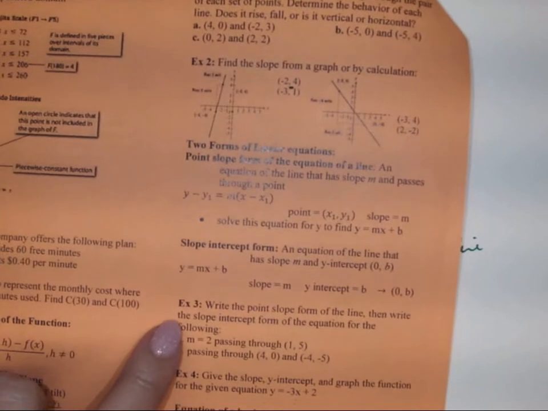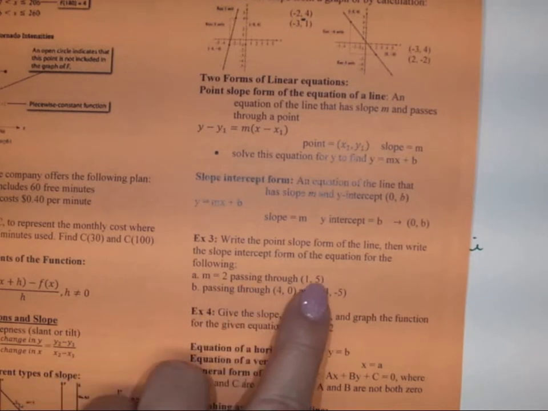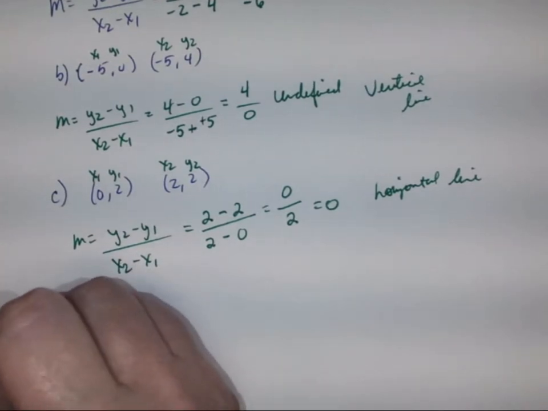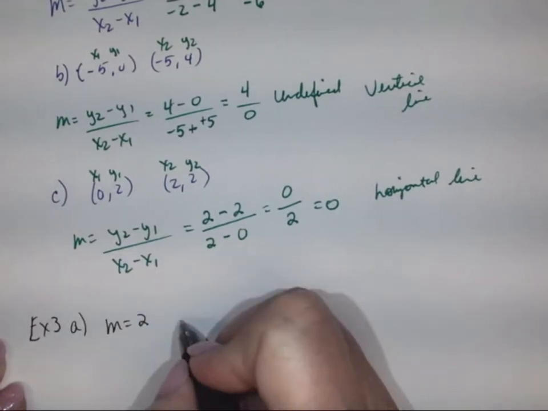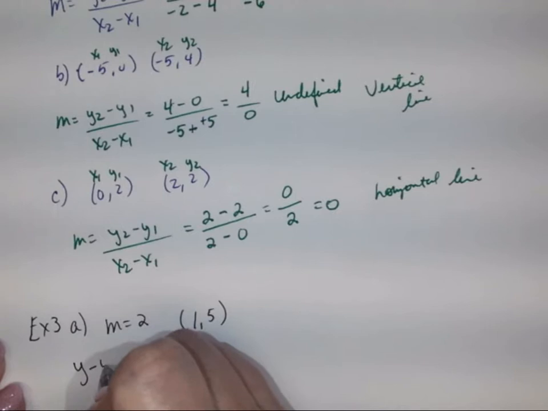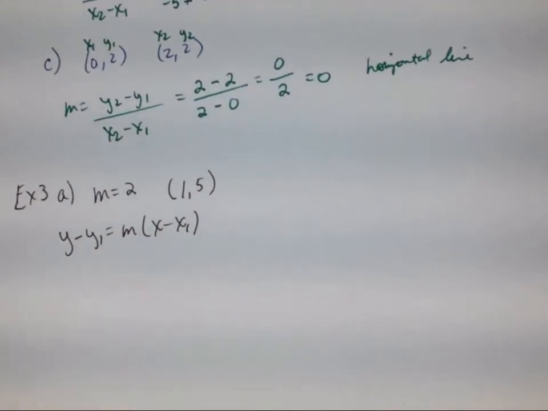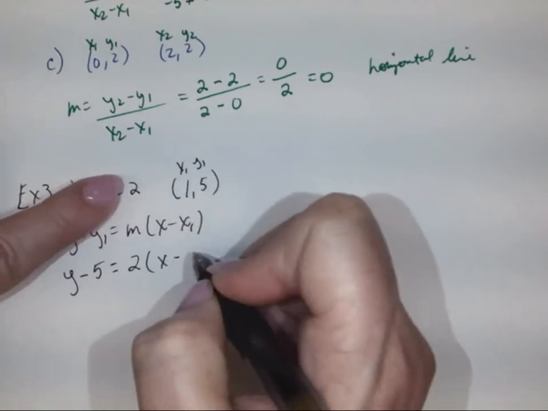So let's go on to example 3. We're going to write the point-slope form of the line and then write the slope-intercept form of the equation for the following. So m is equal to 2 passing through (1, 5). This will be example 3, and we're looking at part A. So our m is equal to 2, and the point is (1, 5). Remember, we're using y minus y1 equals m times x minus x1. Again, the more you write the formulas, the more you will learn them. This is going to be your x1 and your y1. So y minus 5 is equal to our m of 2 times x minus 1.